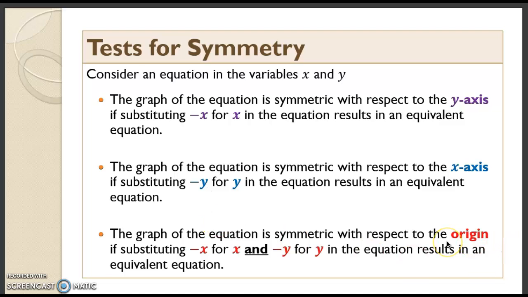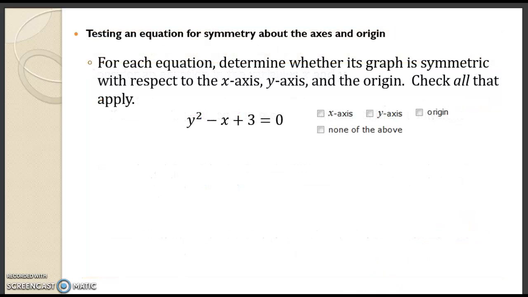To test for origin symmetry, we're going to substitute negative x for x and negative y for y, and if we end up with the same equation or an equivalent equation, then we know it's symmetric about the origin. So let's go ahead and do that with this current problem.